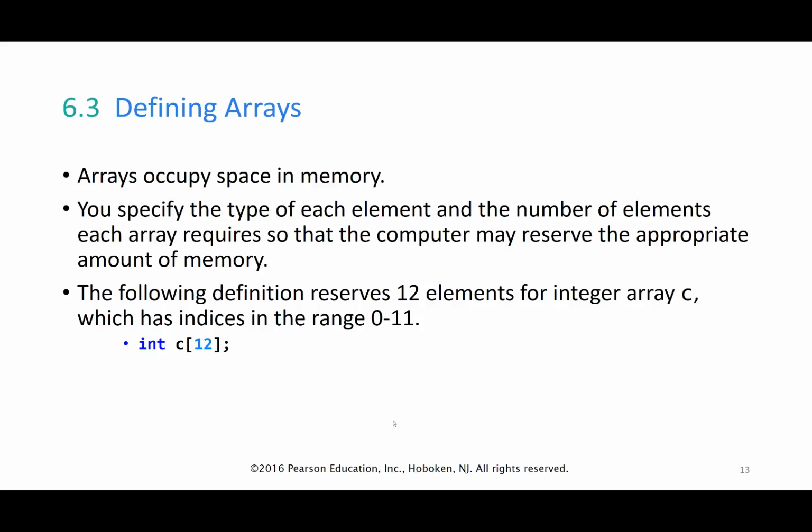And it reserves, this is the statement right here, int, ignore that period, that's just for highlight. We define an array as int, the type, then the name of the array, whatever name we want to have, and the size of the array. Now the size of the array starts at 0 and goes to n minus 1. So this is 12. This defines it in the range of 0 to 11.